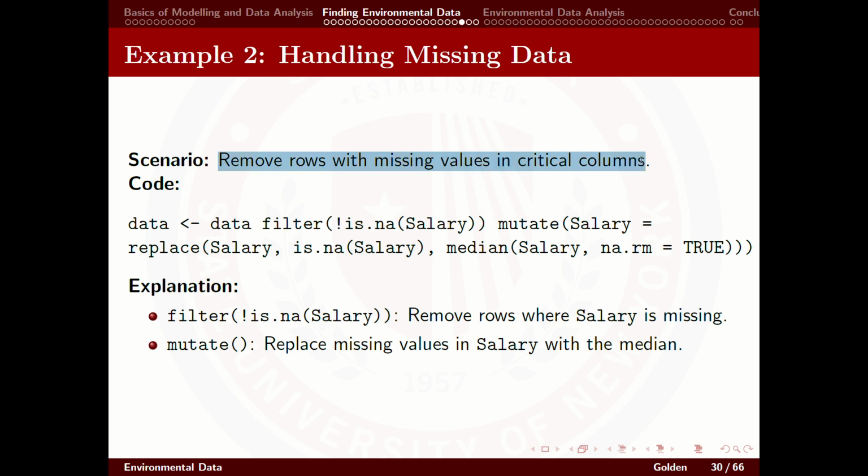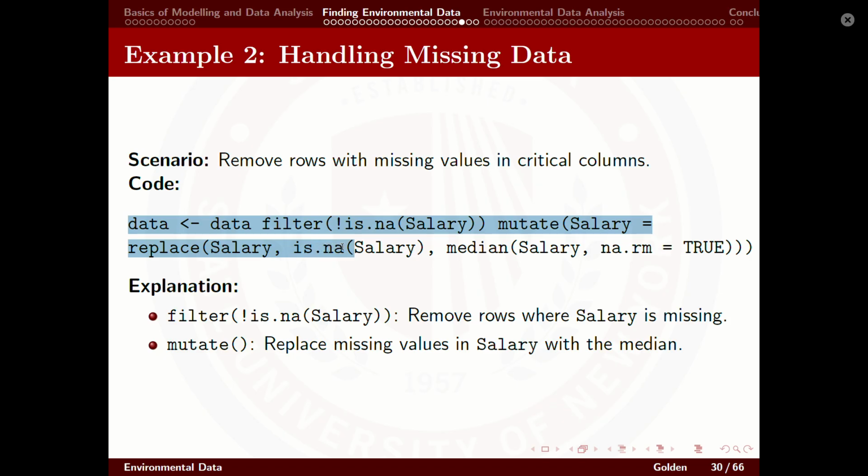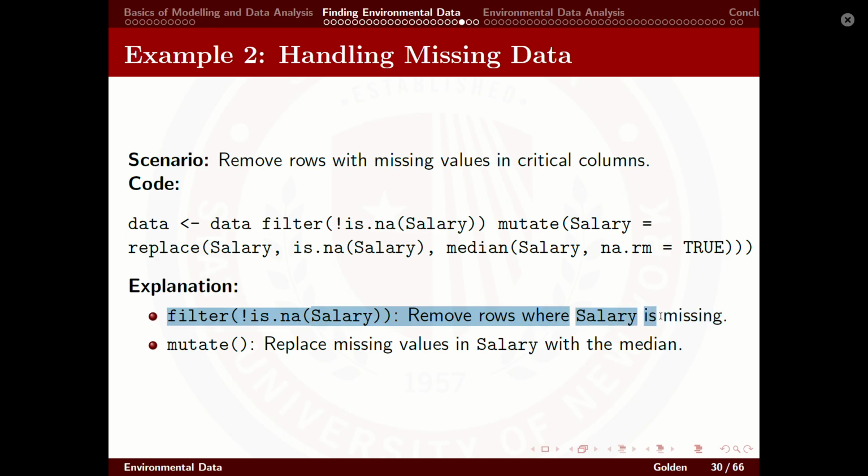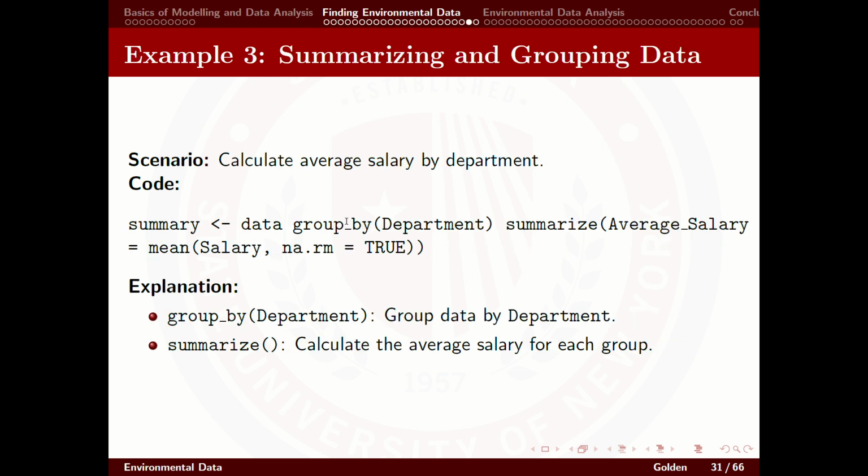So, scenario, let's say you want to remove rows with missing values in critical columns. Data goes to filter where salary is not NA, and then you mutate salary equals replace salary is NA with the median of salary. So you're filtering out rows where salary is missing, and then you're replacing missing values in salary with the median.